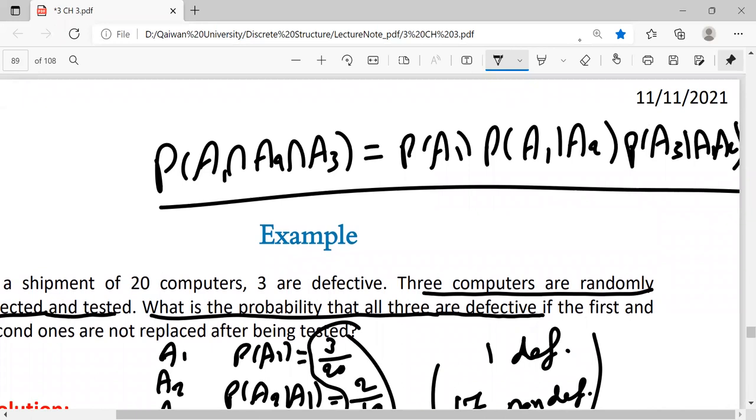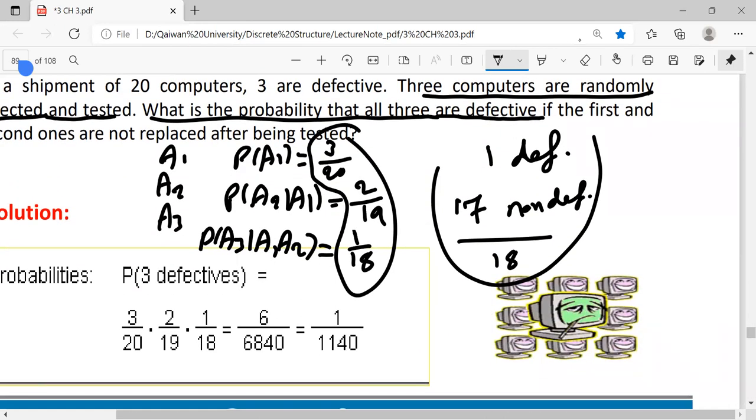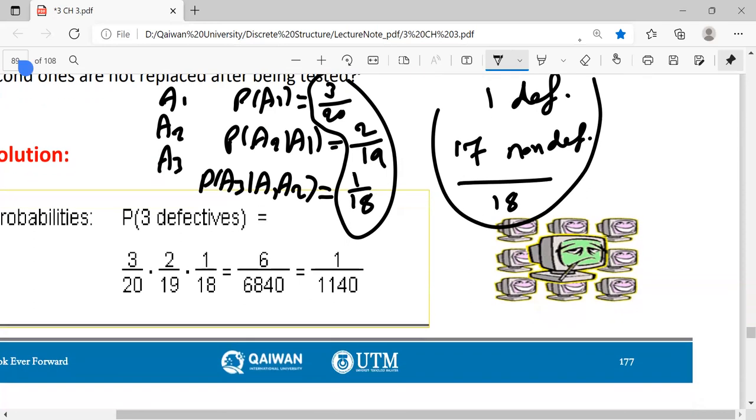We multiply these three. As we have written down in the rule, we get the result, which is 1 over 1140. So this is the probability that all three chosen computers are defective. We have 3 defective and 17 non-defective ones. So the probability of choosing 3 defective computers is 1 over 1140. Do you have any questions?